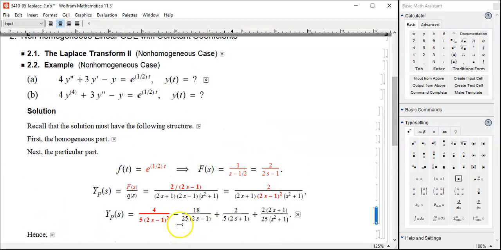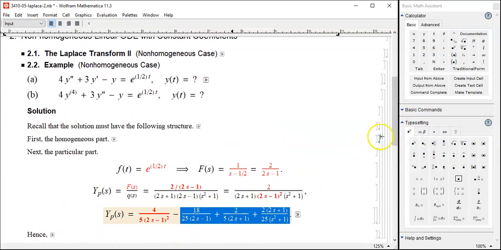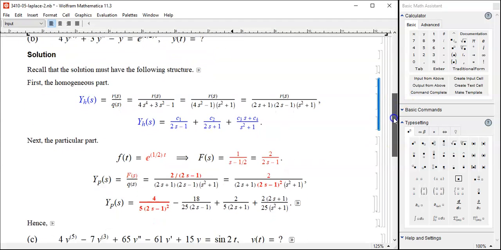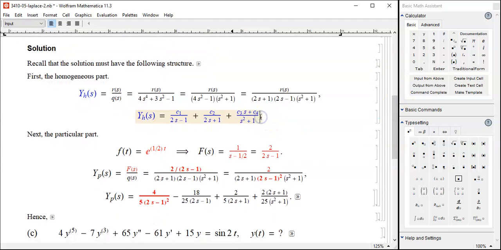Okay, why are these not so important? That's because they're going to be absorbed into this homogeneous part. This part here will be absorbed by the first fraction. The second fraction will be absorbed here. And this one will eat up the third fraction.